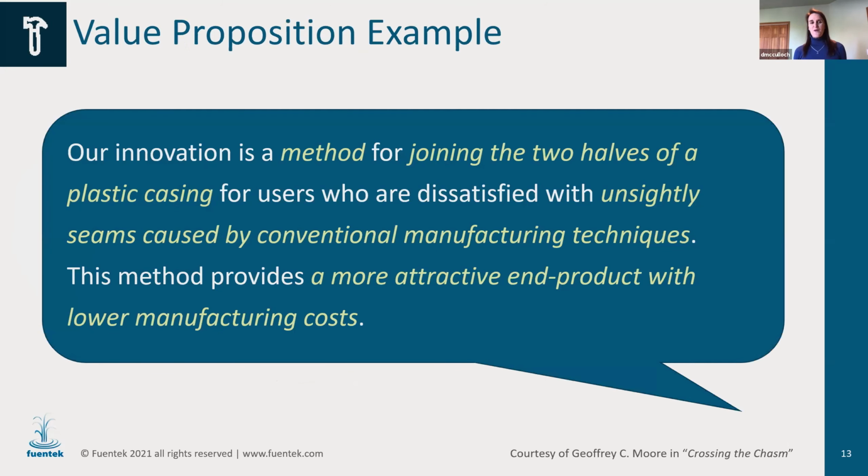So this is from the phone example. It shows you how just in 2 sentences, you hit all those points. So our innovation is a method. There's that noun. What does it do? It joins the 2 halves together. What's the benefit from it? It avoids unsightly seams. And the value is that it's a more attractive end product. So again, 2 sentences. So sharing examples like this with your inventor really helps them get in the right mindset.